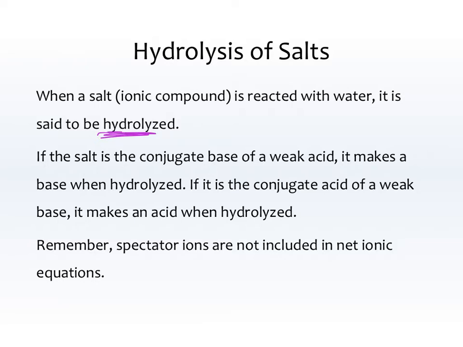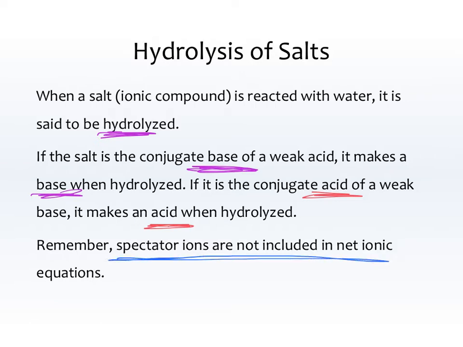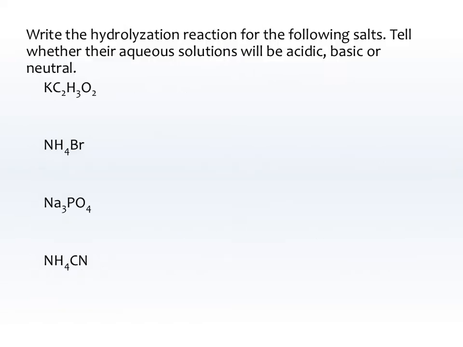If the salt is the conjugate base of a weak acid, it makes a base when hydrolyzed. If it is the conjugate acid of a weak base, it makes an acid when hydrolyzed. So if the salt is a conjugate base, it will produce a base. If it is a conjugate acid, it will make an acid. Remember that spectator ions are not included in net ionic equations. So we're about to write some equations, and we're going to leave the spectator ions out.